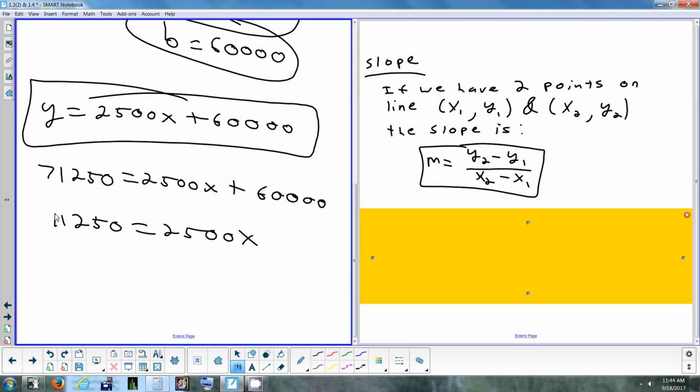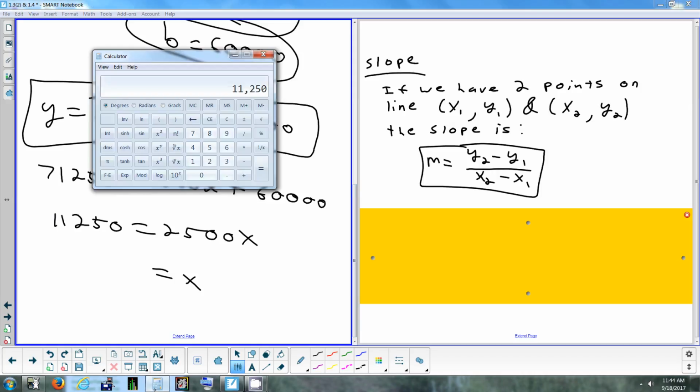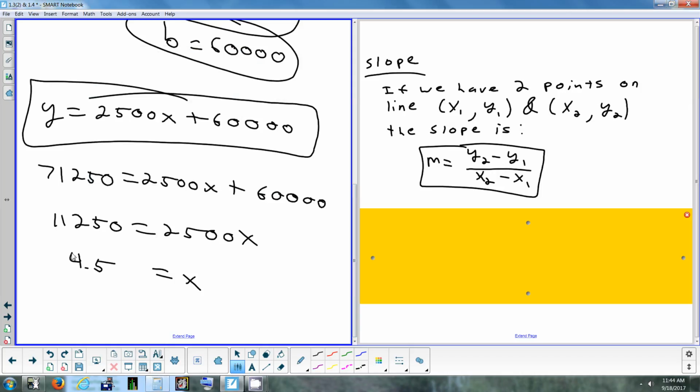And my last step, divide by 2,500. Perfect. So I'll just hit divide by 2,500. So after about 4.5 years, according to this, the house was worth $71,250. Any questions on that?